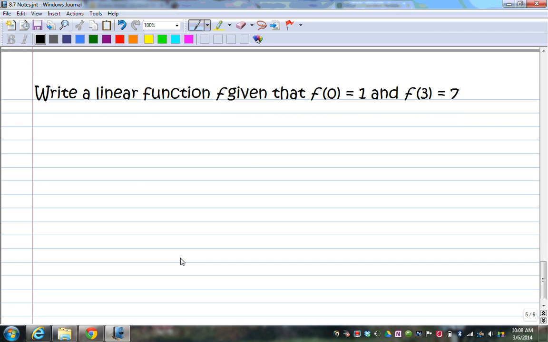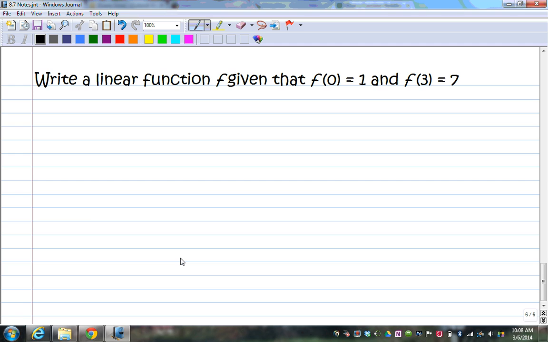Now, here what we're doing is I want you to write a function f, given that f of 0 equals 1 and f of 3 equals 7. That should not be a big deal. Remember that here, let me write this point down. So first one, you have f of 0 is equal to 1, and we have f of 3 is equal to 7. So what you need to think of here is what's your x and what's your y. This is something that a lot of students get confused, okay?